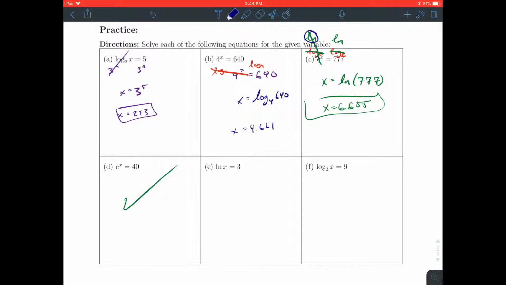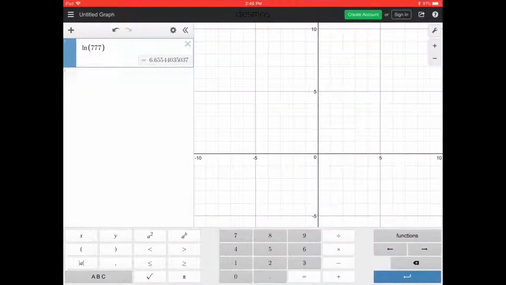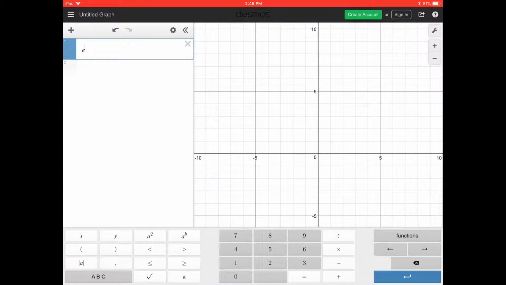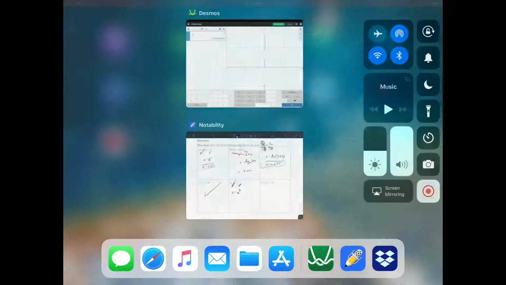So the same way we use ln to cancel out e, or to cancel out base e, we'll use base e to cancel out ln. So you take e and we raise base e to both sides. That gives us x equals base e to the third power. Once again, to do this on your calculator, you click Desmos, base e to the third power, 20.0855.